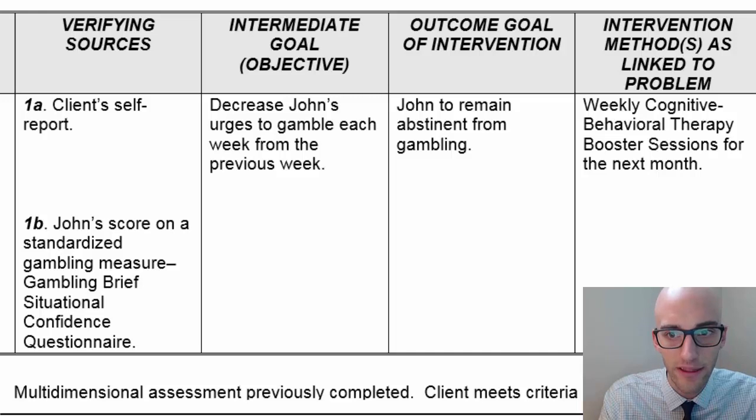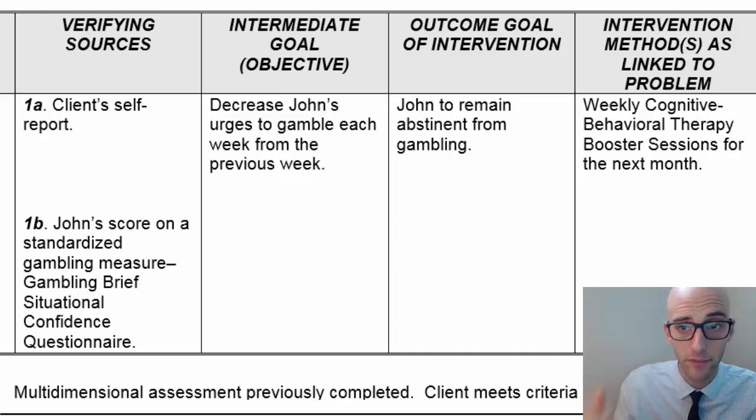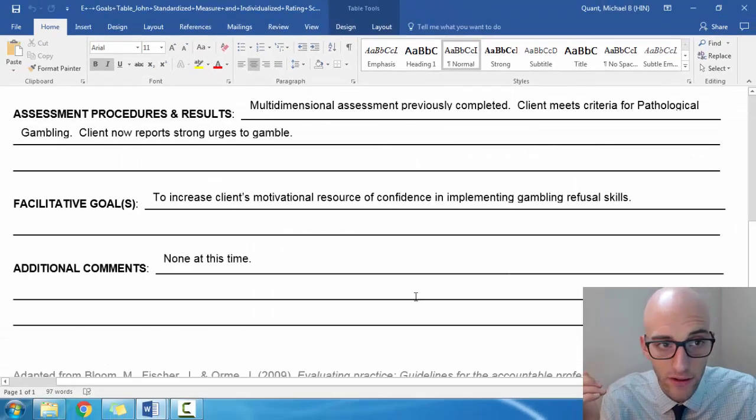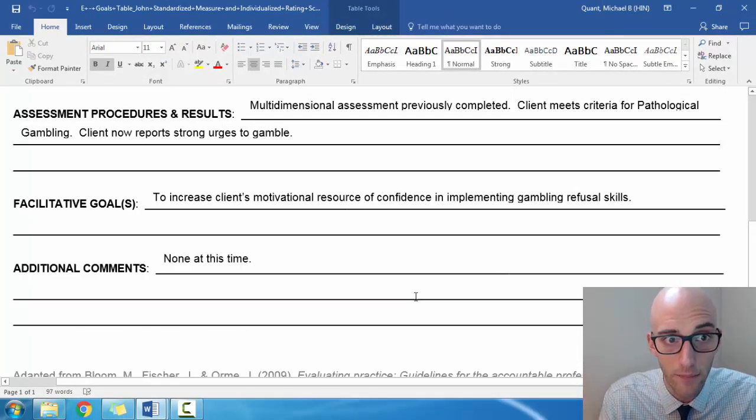And then lastly, coming up with an intervention that could be evidence-based, like weekly cognitive behavioral booster sessions for the next month. So meeting with the client, or meeting with you, to discuss cognitive interventions for addressing gambling disorder. So within a goals table, we often talk about assessment, procedures, and results.